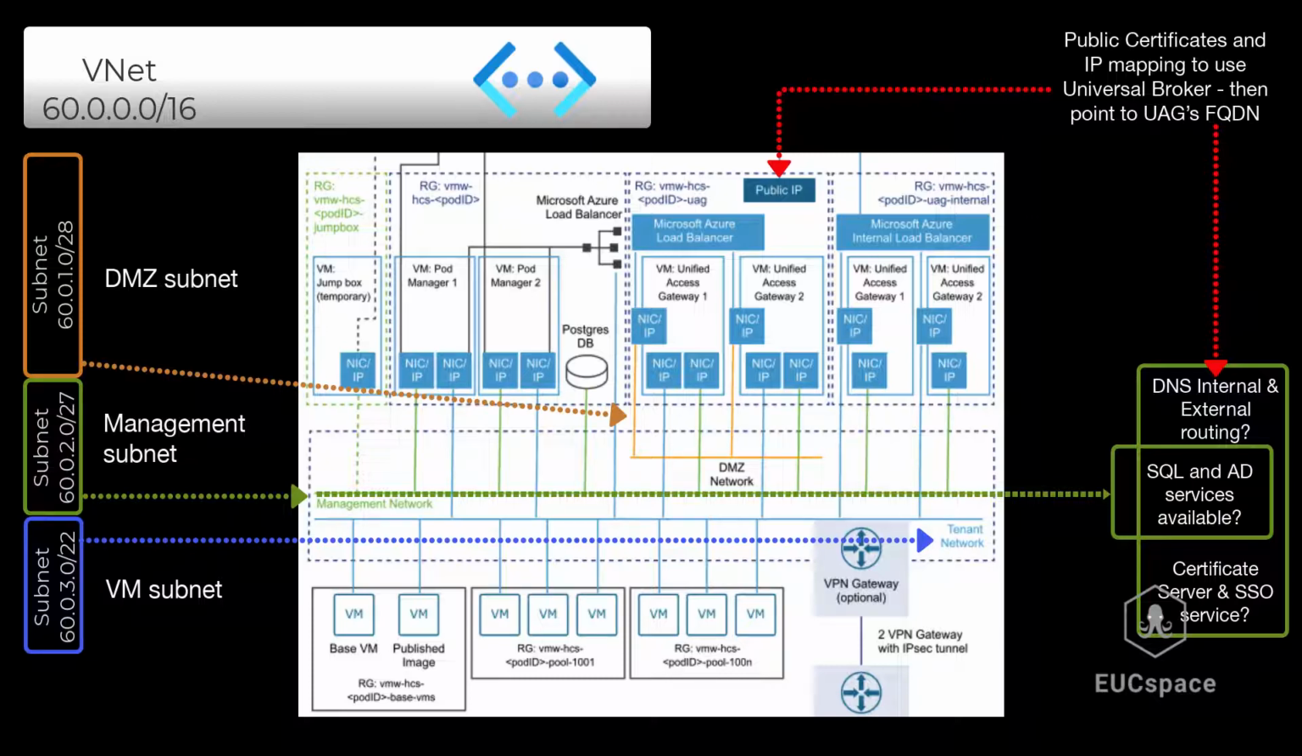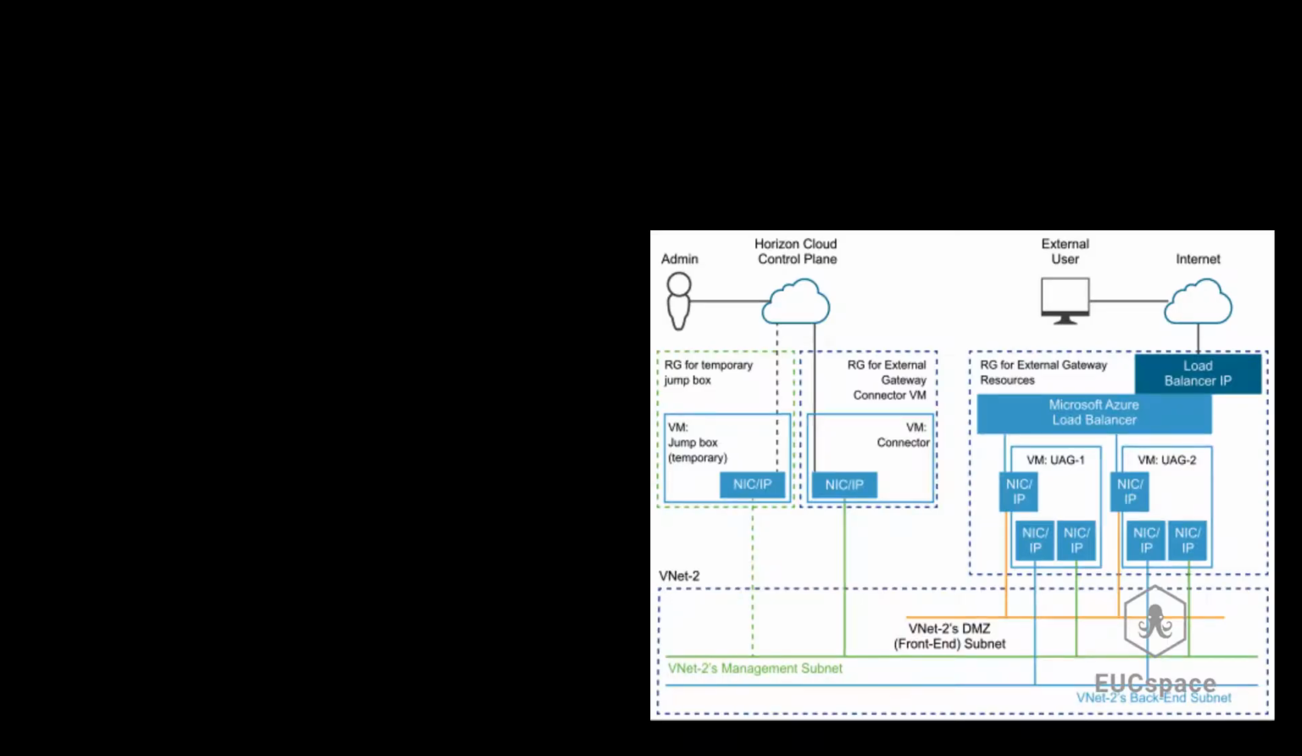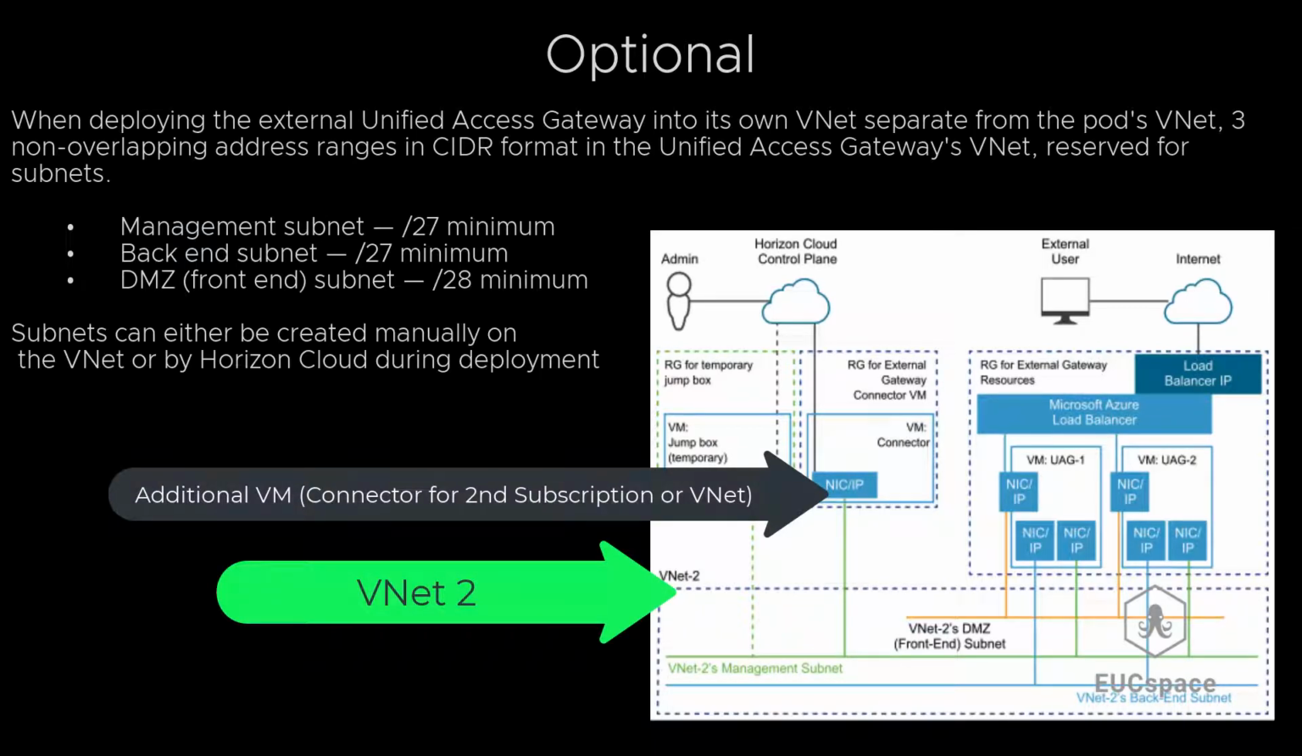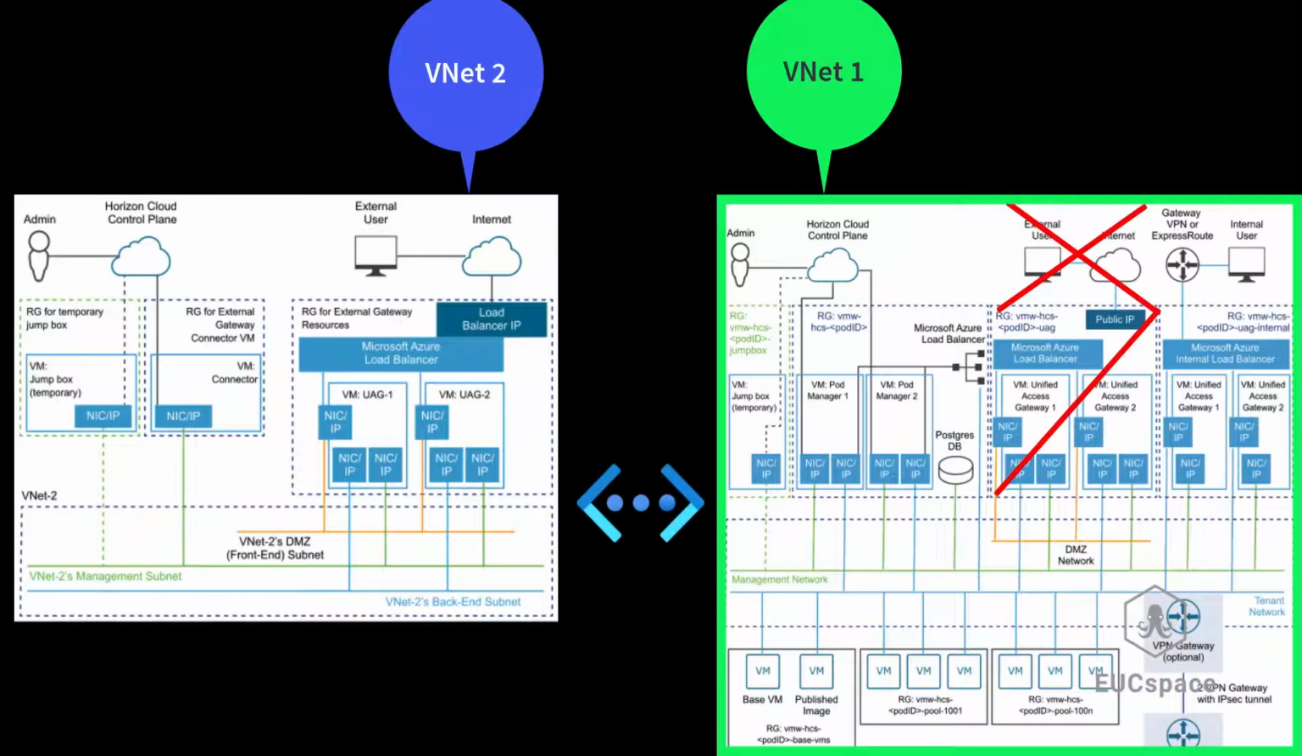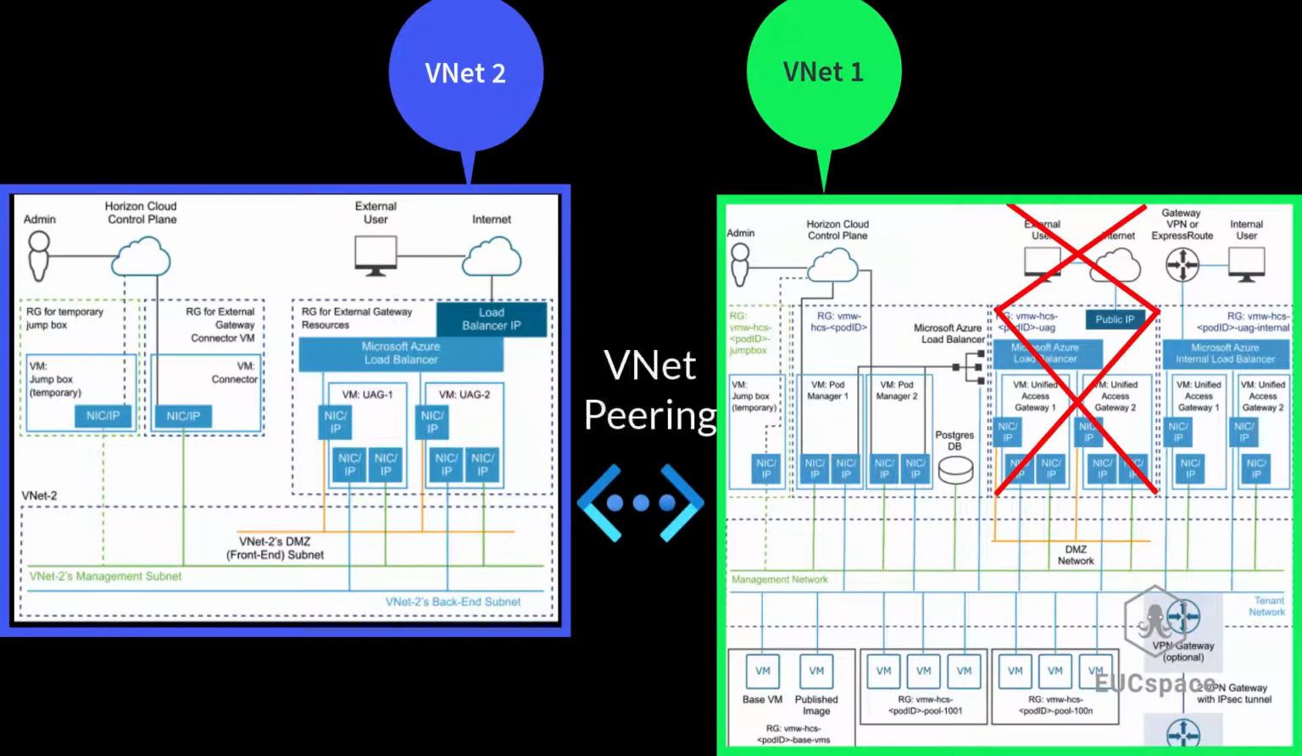Creating an entry point with single sign-on and a universal catalog for all your users will save you a lot of time and money on configuration changes, and no longer require messing about with GSLB for your users in multiple regions, and with access requirements to multiple pods. When deploying the external Unified Access Gateway into its own VNet, separate from the pod's VNet, then create that Unified Access Gateway virtual network in the same Microsoft Azure region as the pod's VNet. Once again, make sure you have enough capacity in the subnet for the services. Peer the 2 VNets to make sure they can communicate.